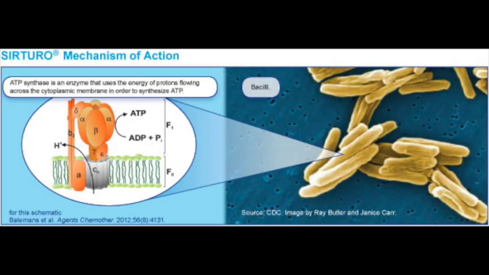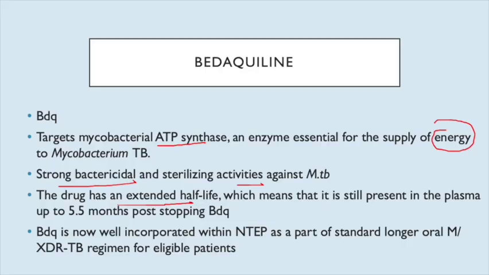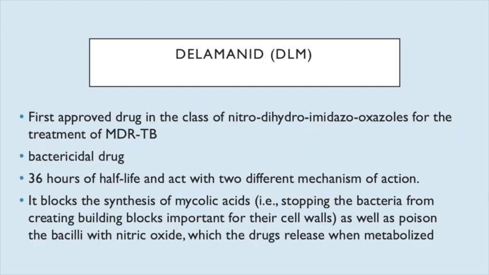Let's come to bedaquiline or BDQ. Its function is to target the mycobacterial ATP synthase. So this enzyme supplies energy to TB bacilli. So we are depriving it of energy and we are giving it a strong bactericidal and sterilizing activity. This drug has a beautiful extended half-life. So this drug still stays in plasma up to 5.5 months post stopping bedaquiline. And so treatment with bedaquiline is stopped at 6 months and not continued for the rest of the 6 to 8 months. Bedaquiline is now well incorporated in our standard regimens for TB patients.